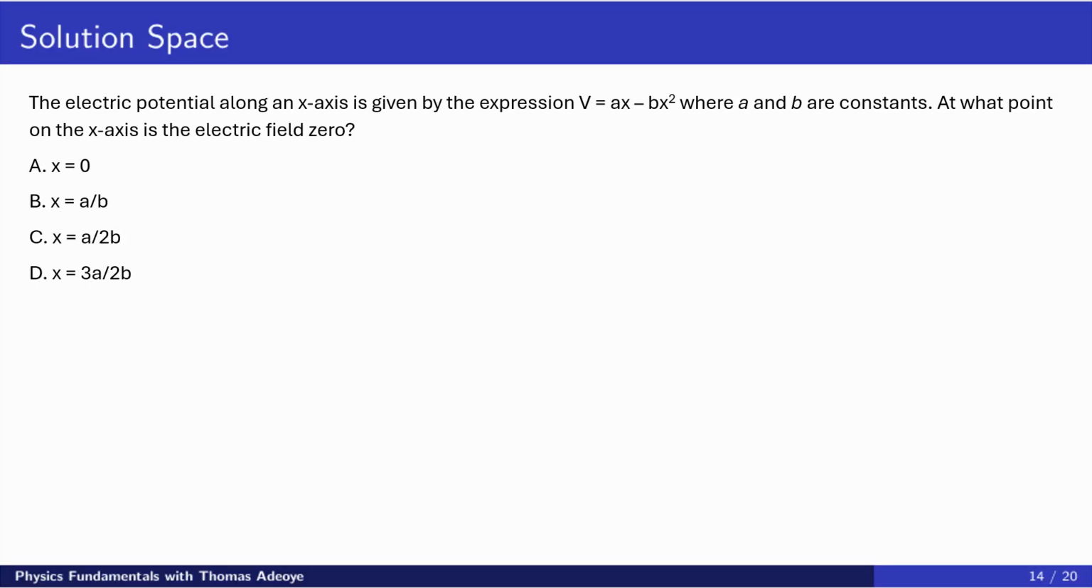In this question, we are to calculate the electric potential along the x-axis. The question says the electric potential along the x-axis is given by V equals AX minus BX squared, where A and B are constants. At what point on the x-axis is the electric field 0?